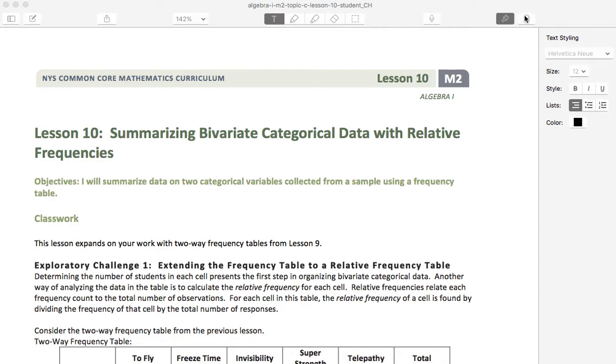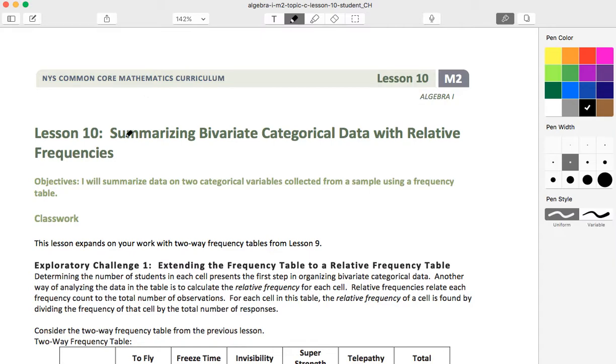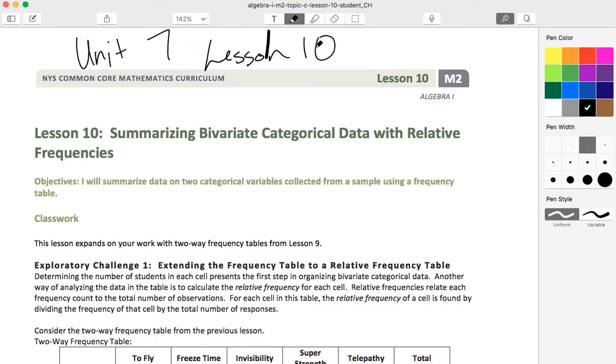This is lesson 10, from unit 7. So in here, we have unit 7, but we have lesson 10. And we're going to be talking about our bivariate categorical data, but we're going to be talking about relative frequencies. So this is one of your vocabulary words, relative frequencies.